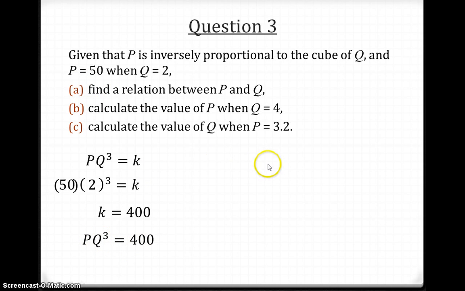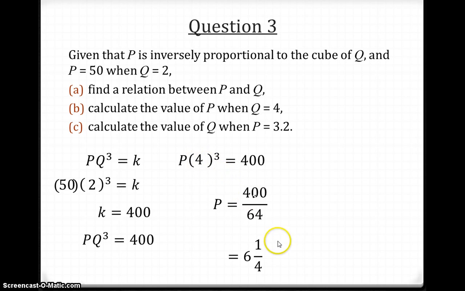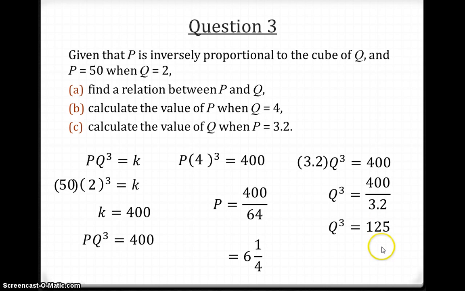A, done. B, calculate the value of p when q is equal to 4. So substitute q as 4 inside the equation, then you'll be able to solve for p. C, calculate the value of q when p is equal to 3.2. So substitute the value of p inside the equation, then you'll be able to solve for q.